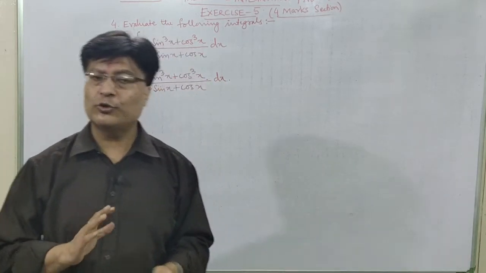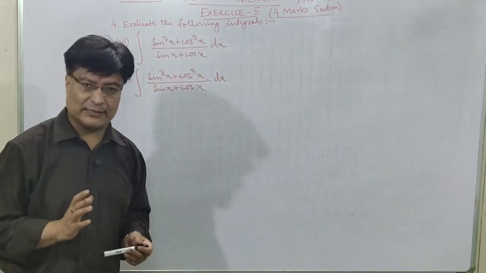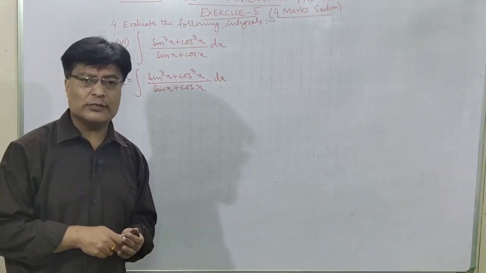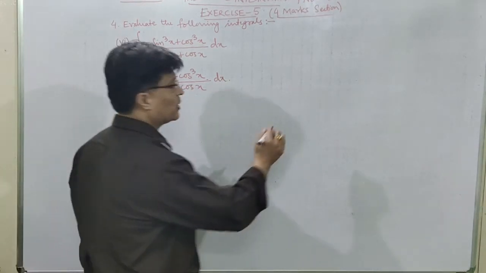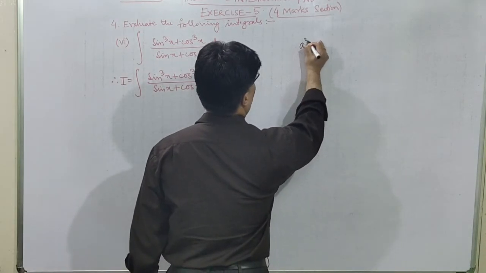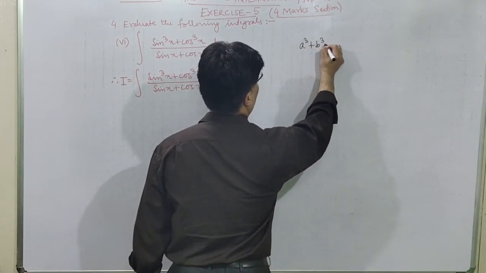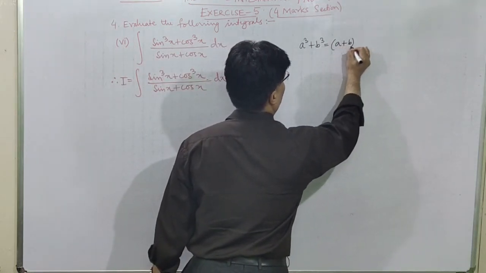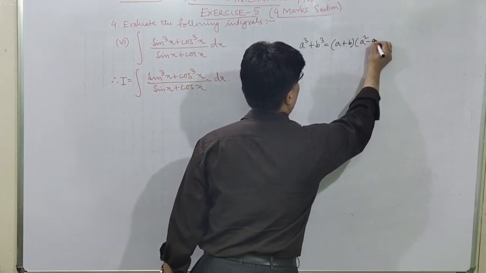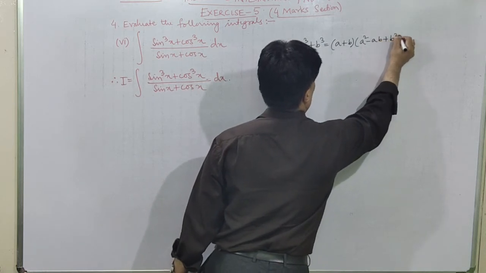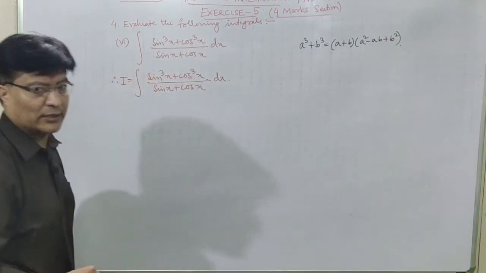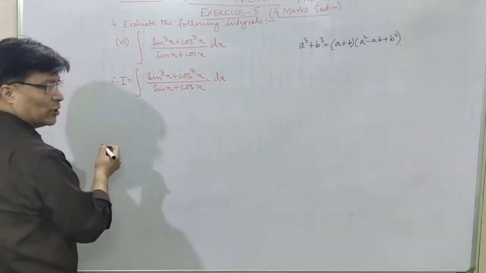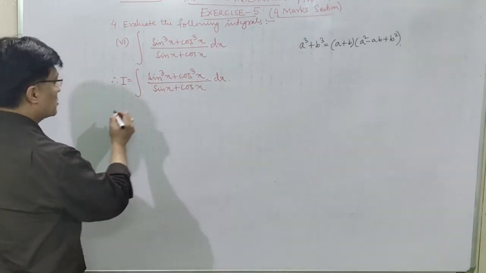So here also you cannot directly integrate it. So you have to use the formula in the numerator. Which formula is used in the numerator? A cube plus b cube. You know this, a cube plus b cube is equal to, what is the formula? It is a plus b into a square minus ab plus b square. You know this formula, isn't it? That is known as the factor formula. This is also a cube plus b cube, that is sin x whole cube plus cos x whole cube.